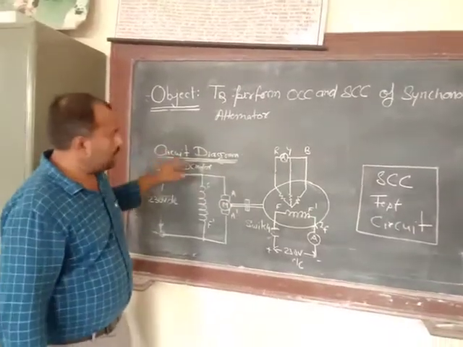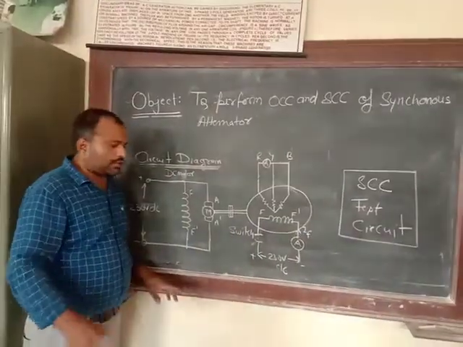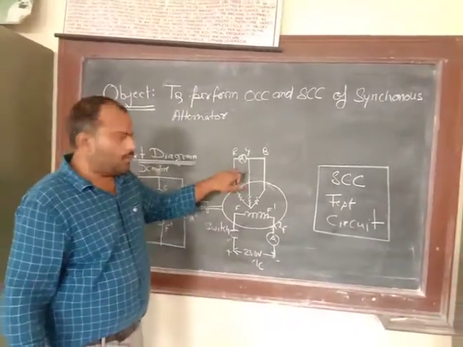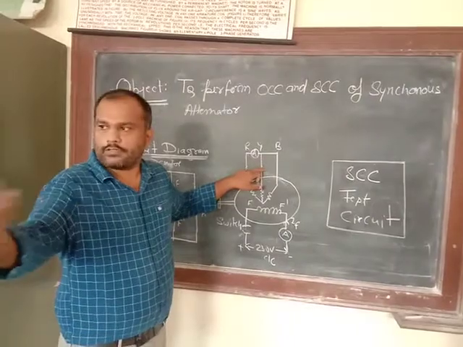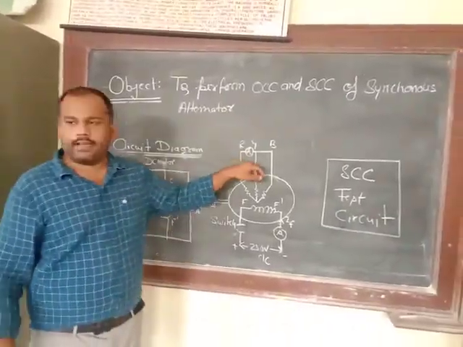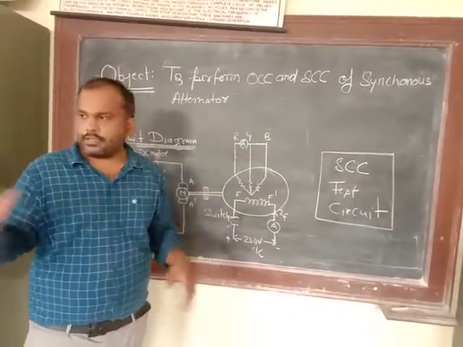Now we are performing short circuit test. For performing the short circuit test, we are using the same arrangement. The only difference is we remove the voltmeter because the short circuit voltage will be 0, and instead of that we have connected an ammeter for measuring the short circuit current.